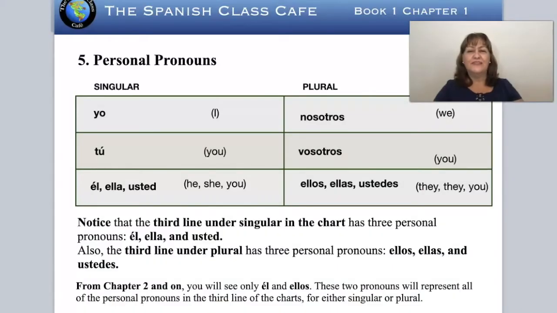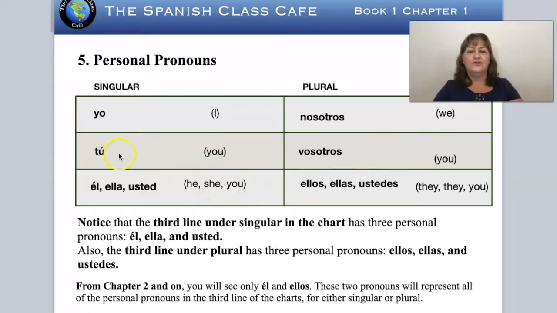Today we're going to learn everything about personal pronouns. We have here the chart with all the personal pronouns in Spanish. Let's go. Yo means I. Tú, you. Él, he. Ella, she. Usted, you. The plural side, nosotros means we. Vosotros, you all. Ellos, they. Ellas, they, and ustedes, you all.